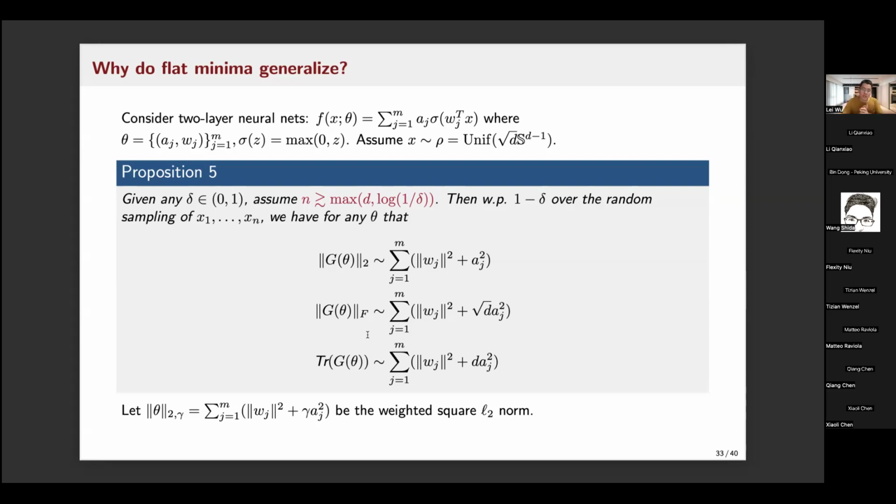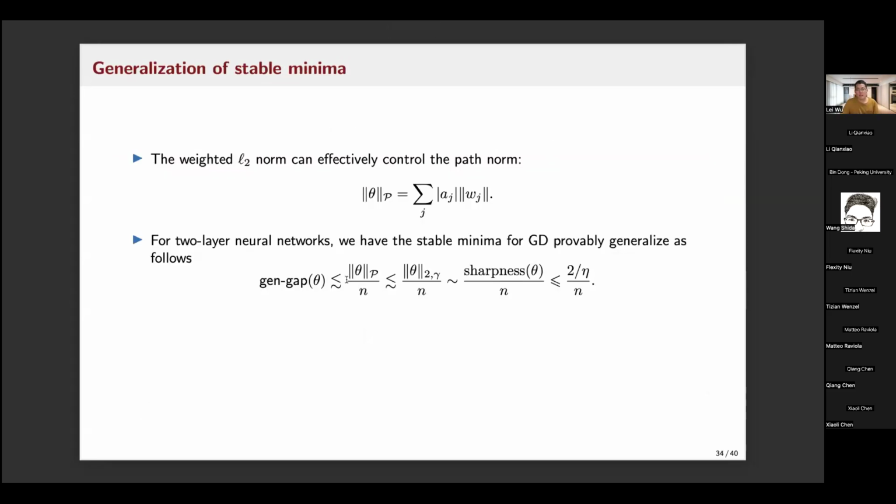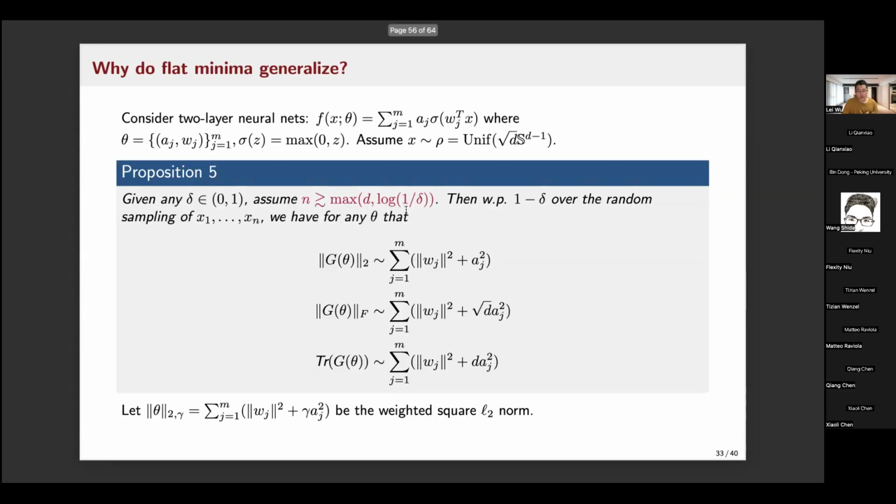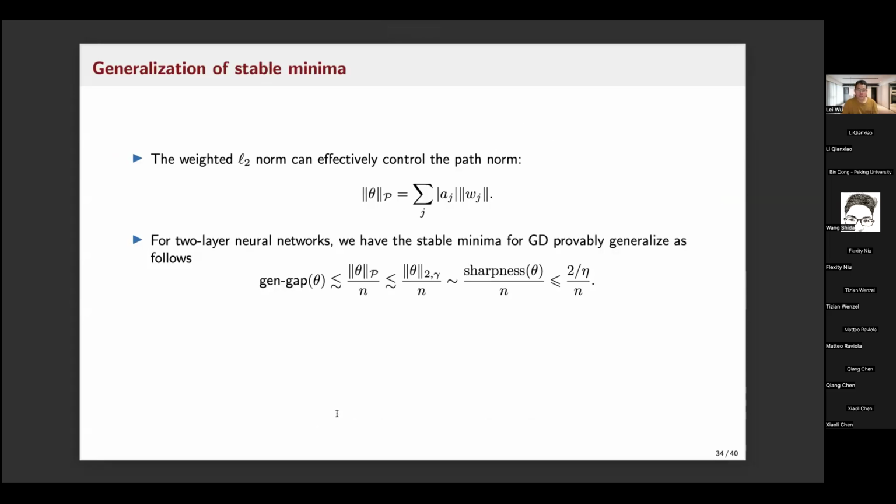So in this proposition, we establish the equivalence between the different matrices of sharpness and the parameter norm of our models. It's well known that for two-layer neural networks, the capacity can be well controlled by the path norm. We also know that the weighted L2 norm can control the path norm, because by Cauchy-Schwarz, 2 gamma L2 norm is bigger than 2 square root of gamma, the path norm. So we will have that.